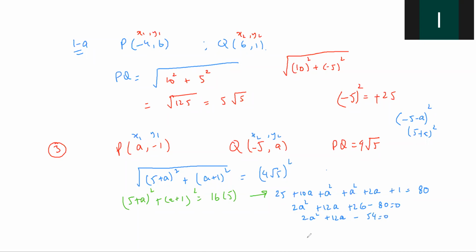You can simplify, you can take 2 as common. So this is a square plus 6a minus 27. So when you factorize this, you get a plus 9 into a minus 3. So the two values of a are minus 9 and 3. Okay, bacho? So that is how you have to apply this distance formula to get to this result. ठीक है?